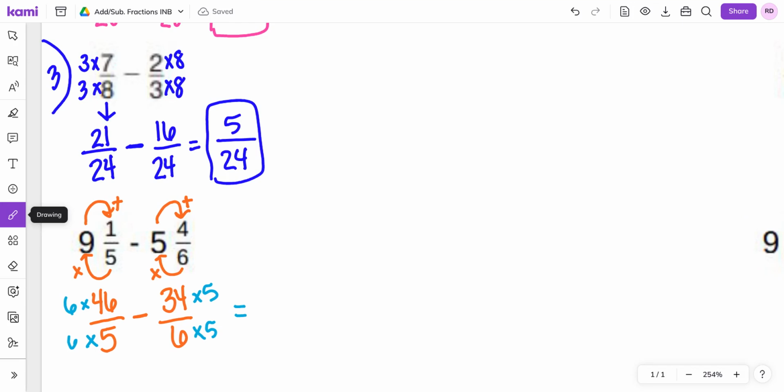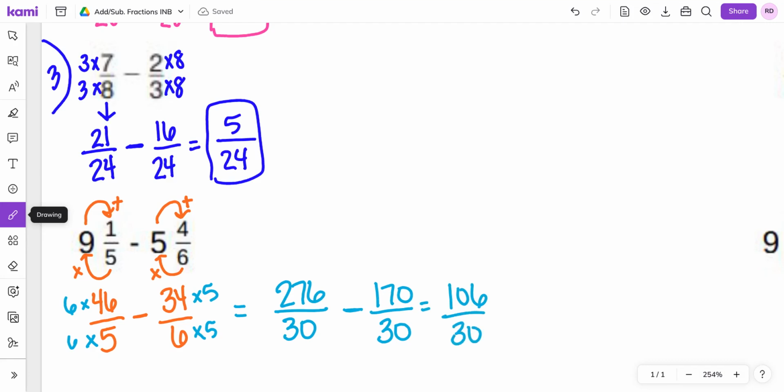So 46 times 6 is 276, and 6 times 5 is 30. Take away 34 times 5 is 170 over 30. So I did that multiplication for you guys just to kind of speed us up, but when we do our practice, you have to do it on your own. And now we subtract. So 276 minus 170 equals 106 over 30.